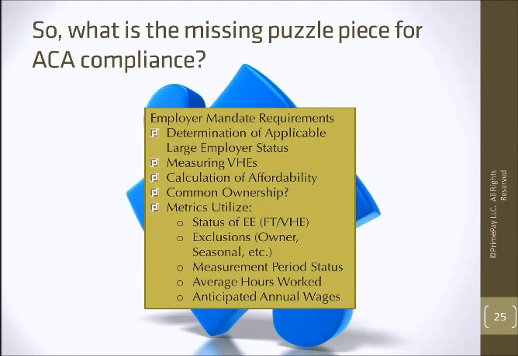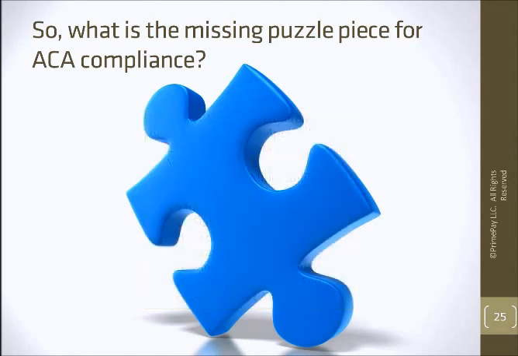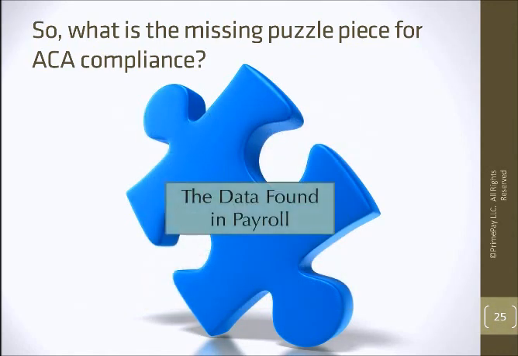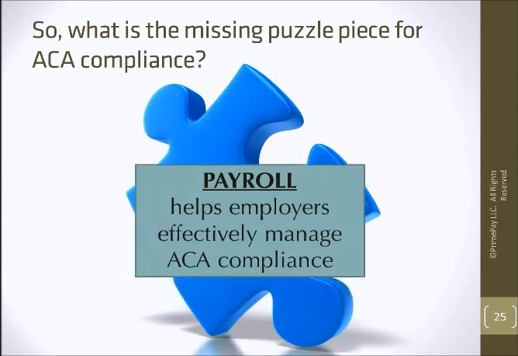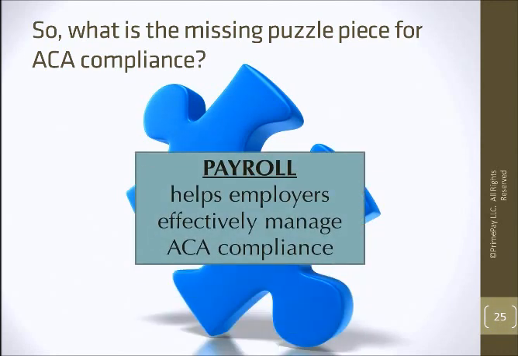And so we're going to look at metrics such as the status of the employee, the exclusions that exist, whether you're an owner, whether you're a seasonal employee, maybe you're a spouse or a dependent that would be excluded. The measurement periods, average hours worked, the anticipated annual wages, all of these things are found, that's right, in payroll. So as we think about this, and as is the title of our webinar today, payroll truly helps employers effectively manage ACA compliance.